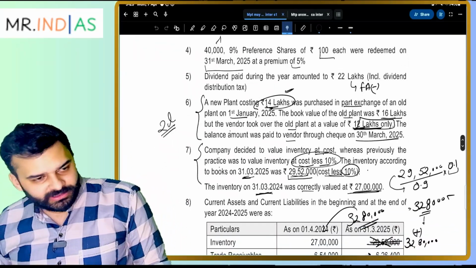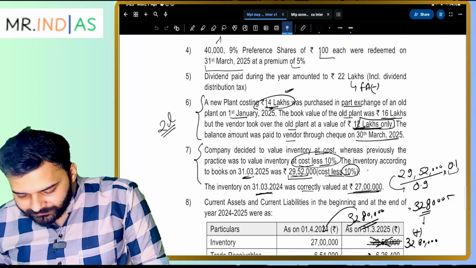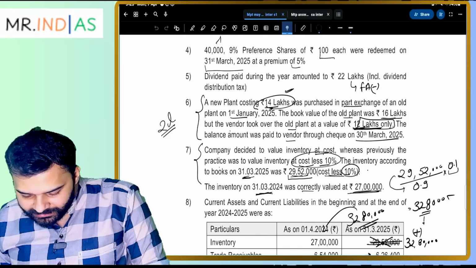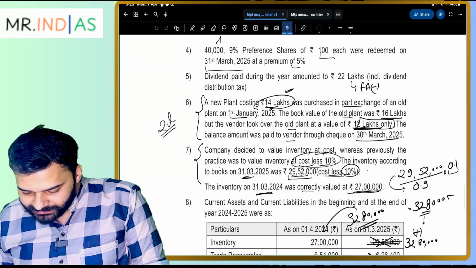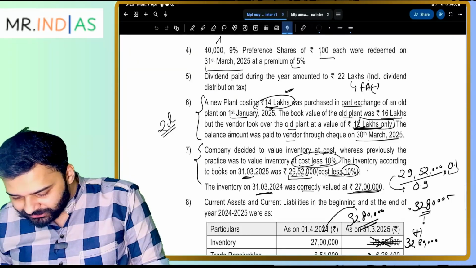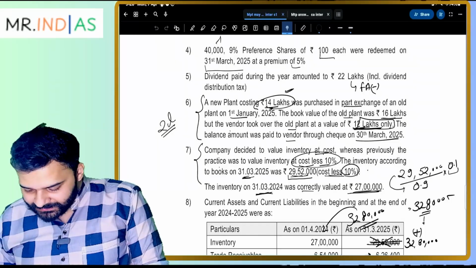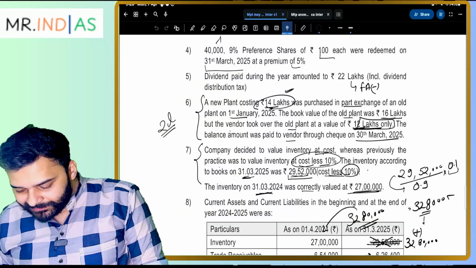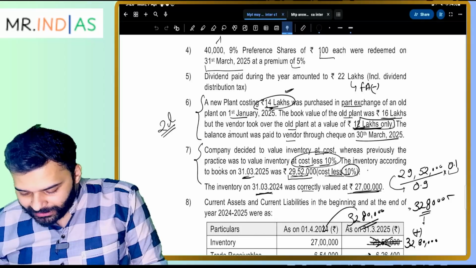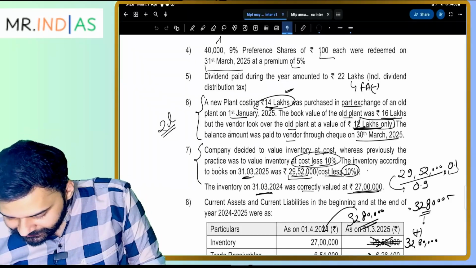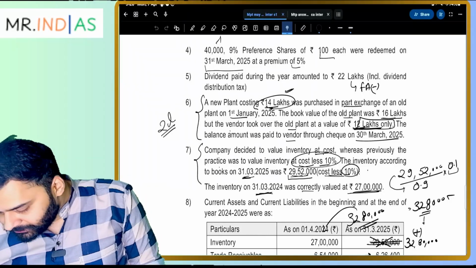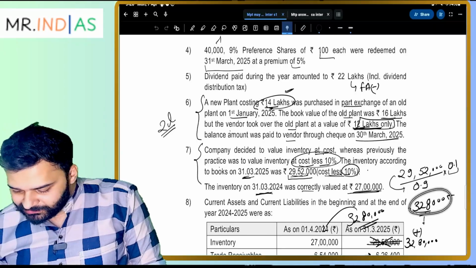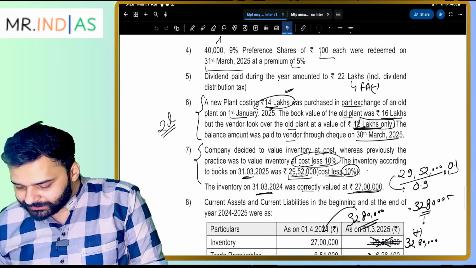The company decided to value its inventory at cost, whereas the previous practice was to value inventory at cost less 10%. The inventory according to the books of March 25 was 29 lakh 52,000, at cost less 10%. For March 24, the inventory was correctly valued at 27 lakhs. So you have to revalue your inventory of 29 lakh 52,000, which gives an impact of 3 lakh 28,000. How do I calculate 3 lakh 28,000?